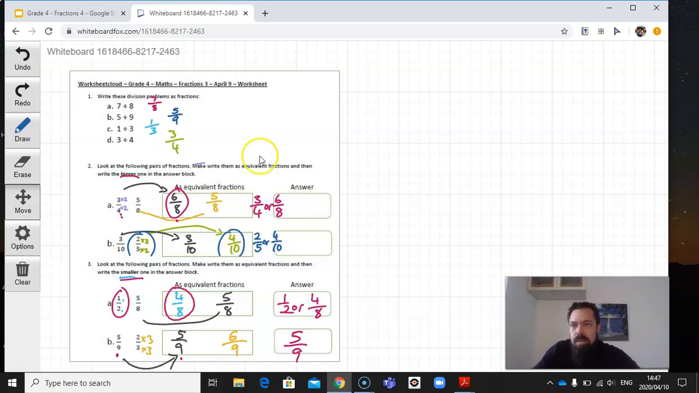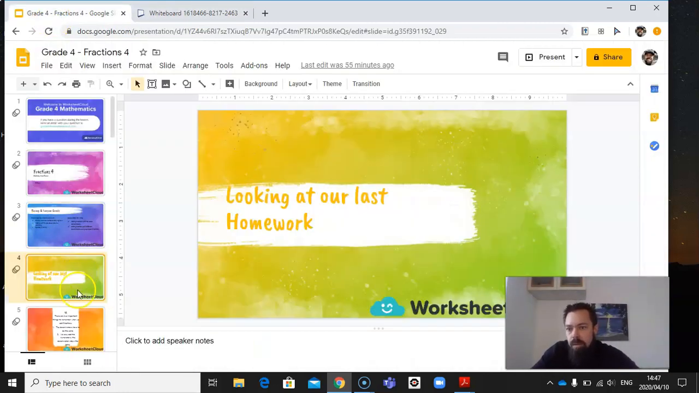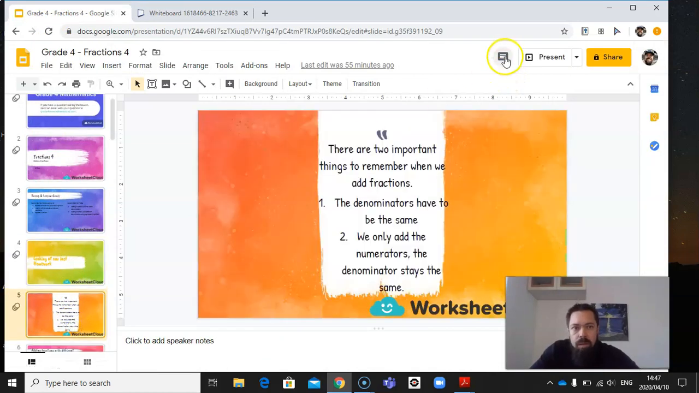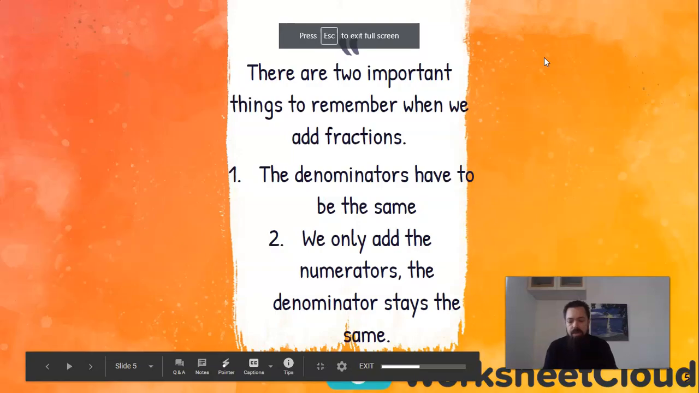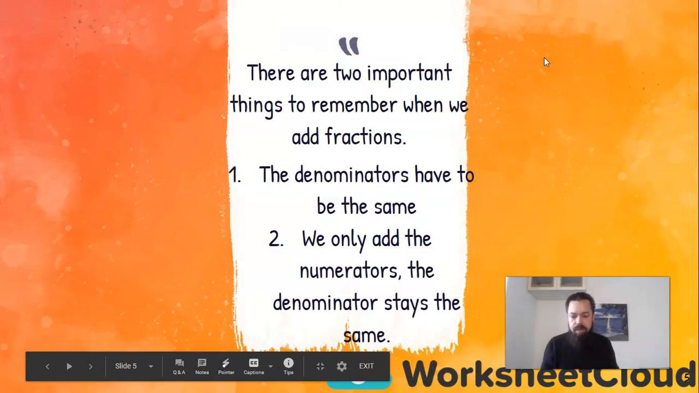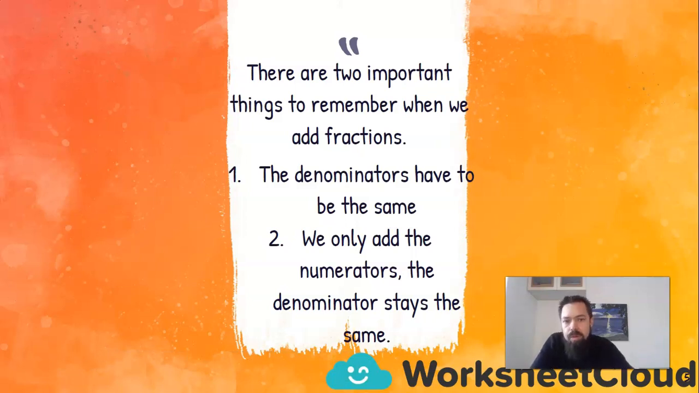Let's go back to our slides for today. So there are just two very important rules when it comes to adding fractions. And those two rules are this. Before we add, our denominators have to be the same. And secondly, we only add the numerators, the denominator stays the same. And I'll show you why that is in a moment. For the first few examples, we don't really need to worry about the first rule. I am going to remind you of it each time so we get into the habit of checking for it. But for the first few problems I give you, all of them are going to have the same denominators to start off with.